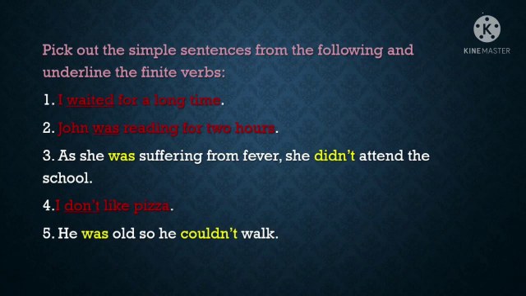See the first question. I waited for a long time. We all know that a simple sentence is an independent clause. You'll have only one independent clause or only one main clause in a simple sentence. And a simple sentence consists of only one finite verb. See, in this sentence, I is the subject and waited is the verb. The verb waited shows the tense. The sentence is in past tense, right? So this is a simple sentence.